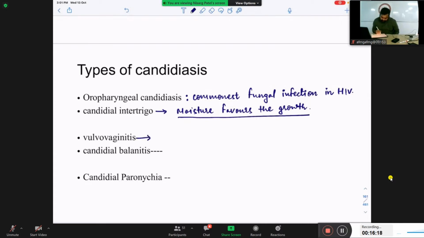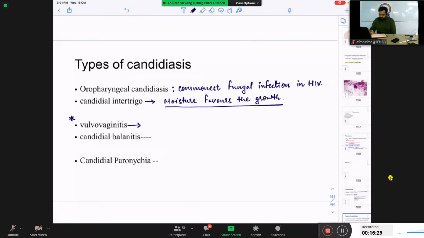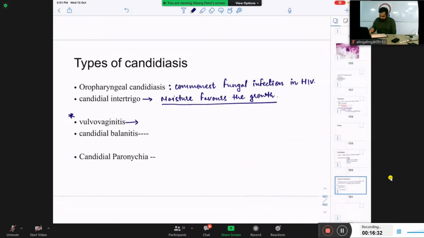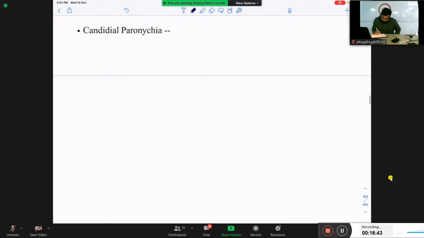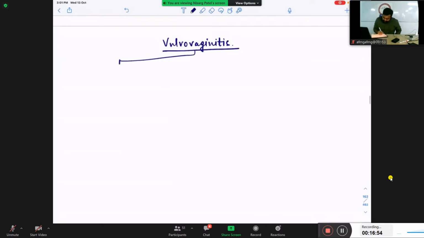Okay. Now, very important, vulvovaginitis. So, what is the most common cause of vulvovaginitis? It is bacterial. What do you call it? Bacterial vaginosis. Which bacteria causes it? It is Gardnerella vaginalis bacteria. So, we will discuss three important types of vulvovaginitis. These questions are commonly asked.